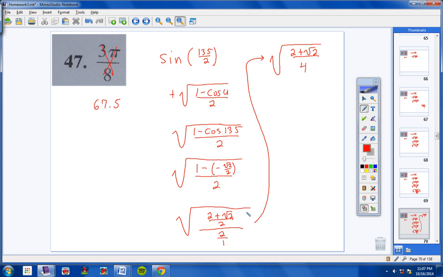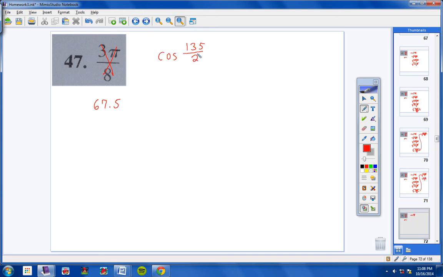So I flip 2 over 1, I get 1/2, multiply them, 1 times the top is the top, 2 times 2 is 4. Now, I do not know the square root of the top, so I leave it alone, but I do know the square root of 4, so I make it a 2. And there we go, the 4 became a 2, and I'm finished, okay? Now let's try the cosine of 135 over 2. And the cosine, well, once again, we're in the first quadrant because we're dealing with 67.5, and cosine is positive in the first quadrant. So I know I'm going to use the positive outside of the square root, okay?